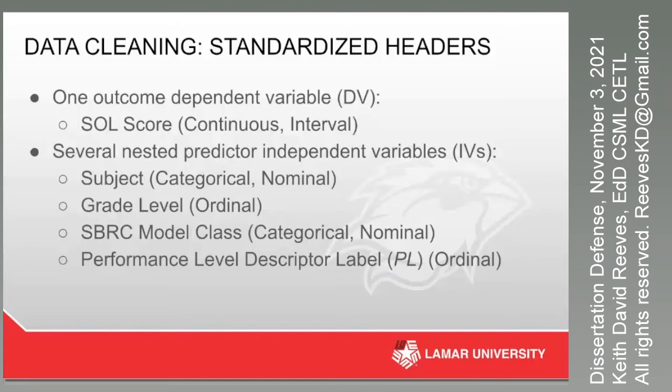Data was cleaned into 5 primary headers. The outcome variable, the dependent variable, is the SOL score, which has a continuous interval level ranging from a minimal theoretical 0 and observed minimum of 181 to a maximum of 600, all whole integers. Several nested predictor variables for each case, the independent variables, included subject, grade level, SBRC class, which I'll explain, and the actual PLD received.